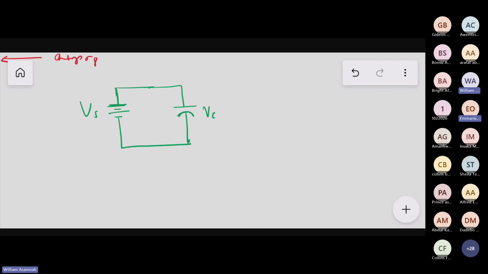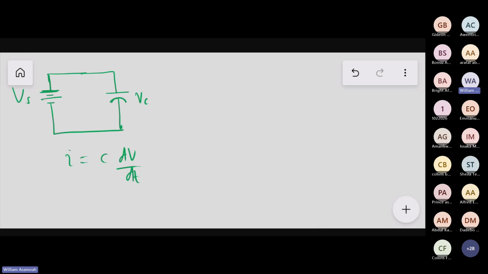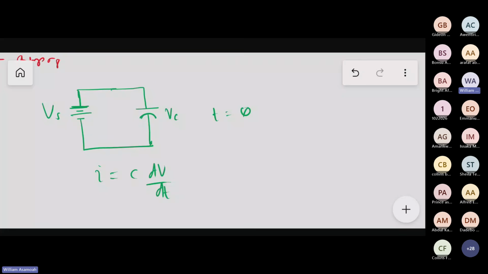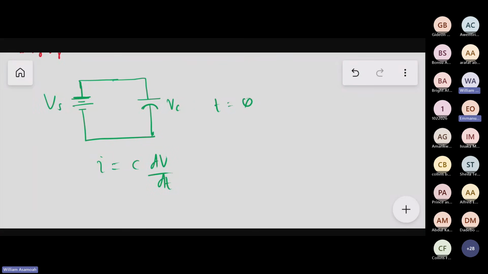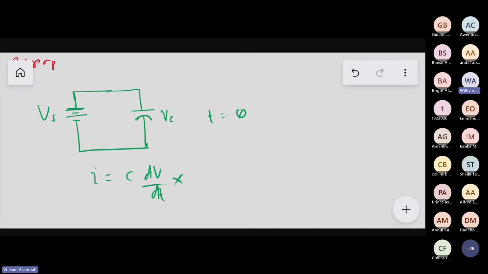Right. Now, look at what happens here. We know that current across a capacitor is C dV/dt. At time t equals 0, the charge across this capacitor is 0. There is absolutely no charge across it. So this equation doesn't make sense. It doesn't work at time t equals 0 because there is no charge. The capacitor is empty.